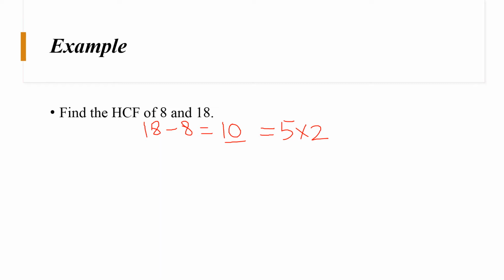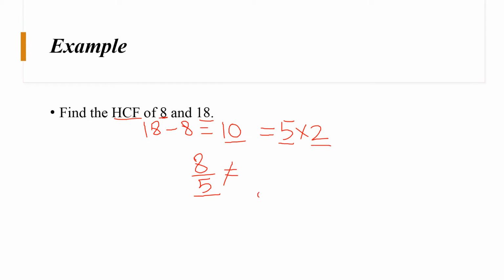Next step, you have to check whether these factors are completely divisible by these numbers. That is, first you have to check the factor for 5, that is 8 divided by 5. 8 divided by 5 is not completely divisible. So 8 is not completely divisible by 5. So 5 is not the highest common factor for these two numbers.